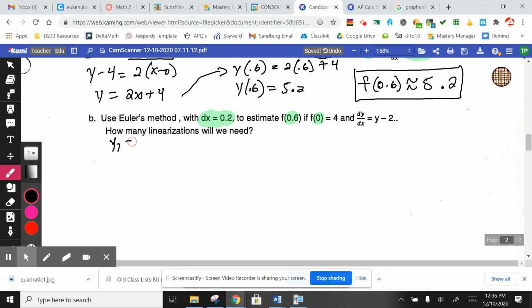So for the first y value, we're basically using all the initial information, our initial y value and our initial slope. I just write this as the slope at this point, and then multiply that by our change in x. So the initial y value was 4. Our slope is y minus 2, so that's 4 minus 2. And then we're moving over 2/10 of a unit each time. That, when we simplify it, should give you 4.4. The point we are now at is 0.2 comma 4.4.